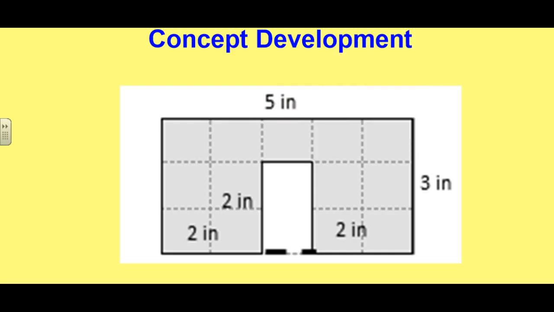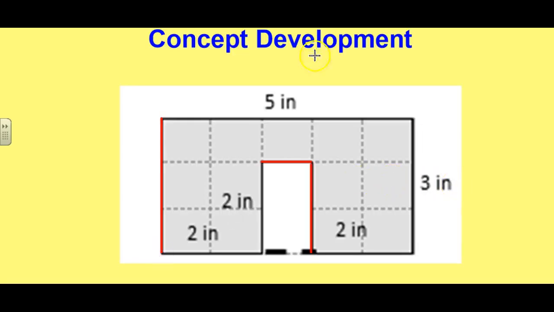So I know here that this side length is 5 inches. I know that this side length is 3 inches. I know that this side length is 2 inches. I don't know what this one is, so I'm going to draw a line here. I do not know what this one is, so I'm going to draw a line here. I know that this side length is 2 inches, and I know that this side length is 2 inches, and then this one doesn't have anything written down either. So we've got 3 missing side lengths.